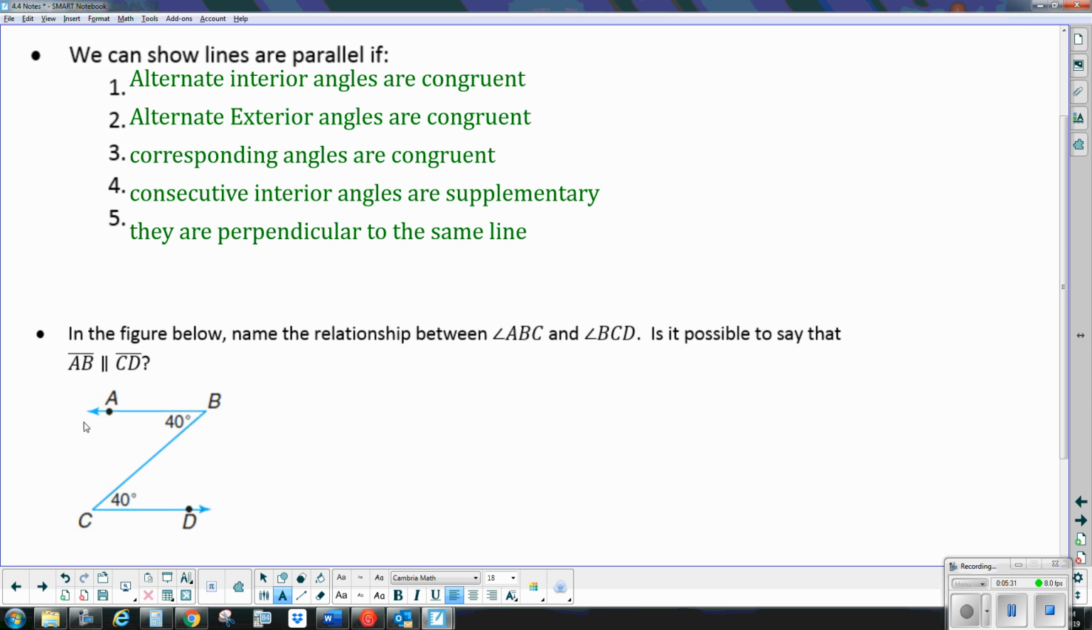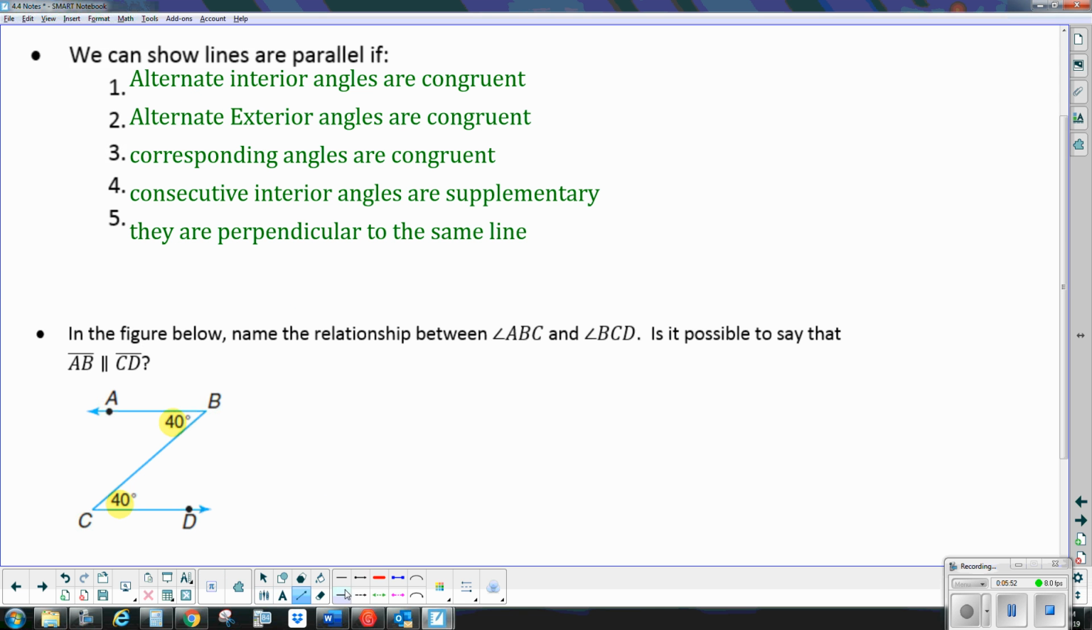It says that in the figure below, name the relationship between angle ABC and BCD. So first I'm just going to highlight those 2 angles that we're talking about. We can see that they're both marked 40 degrees. So let's decide if the relationship is one of these 5 things that we just listed.